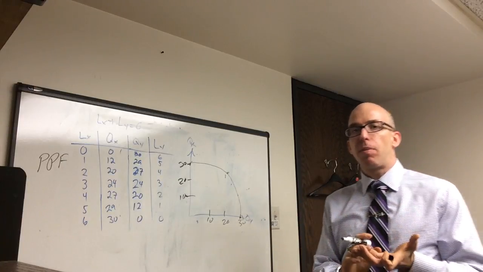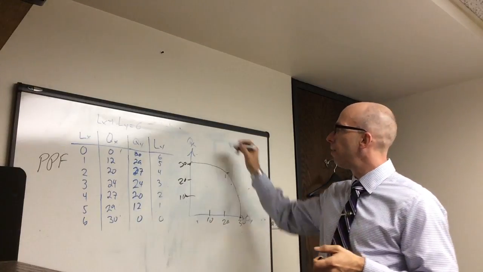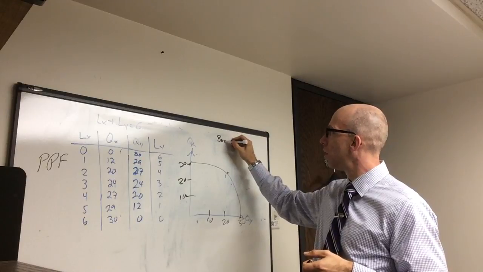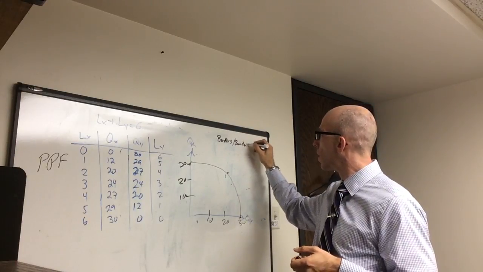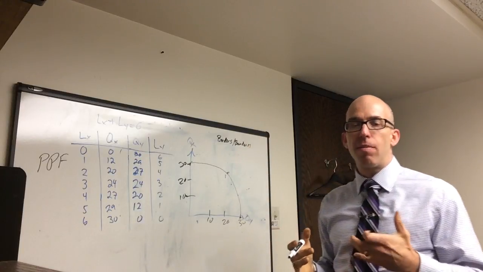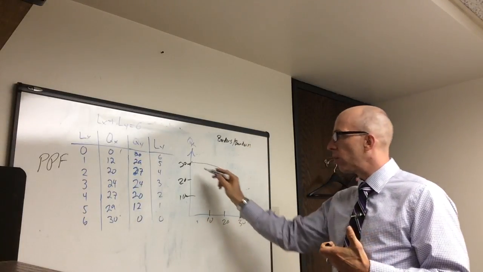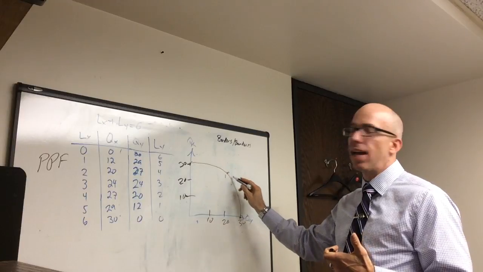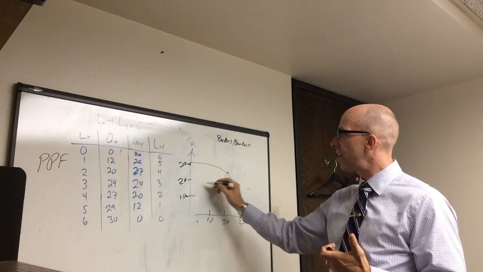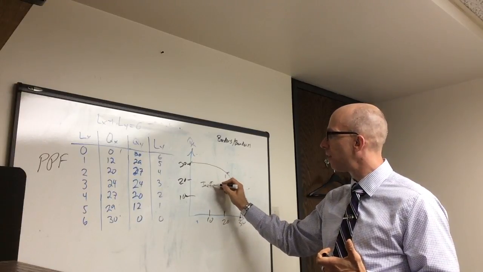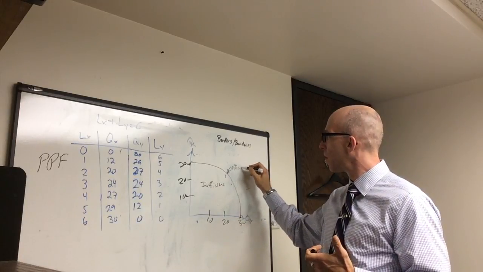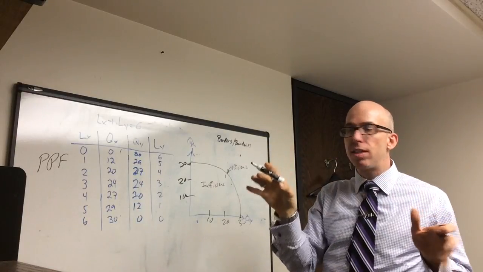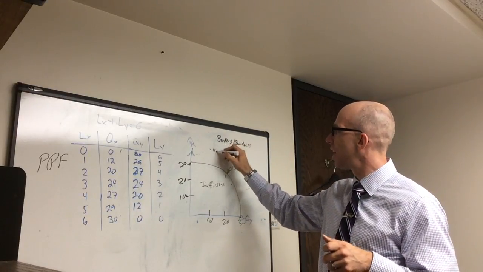Now, the thing I like about the PPF is that it shows a couple of things. It shows borders or boundaries. It shows the limits of how much can be produced. And so maximum production can only be on this curve right here. Anything inside is inefficient. And anything on here is efficient. And anything over anywhere in space in this whole range is unattainable.